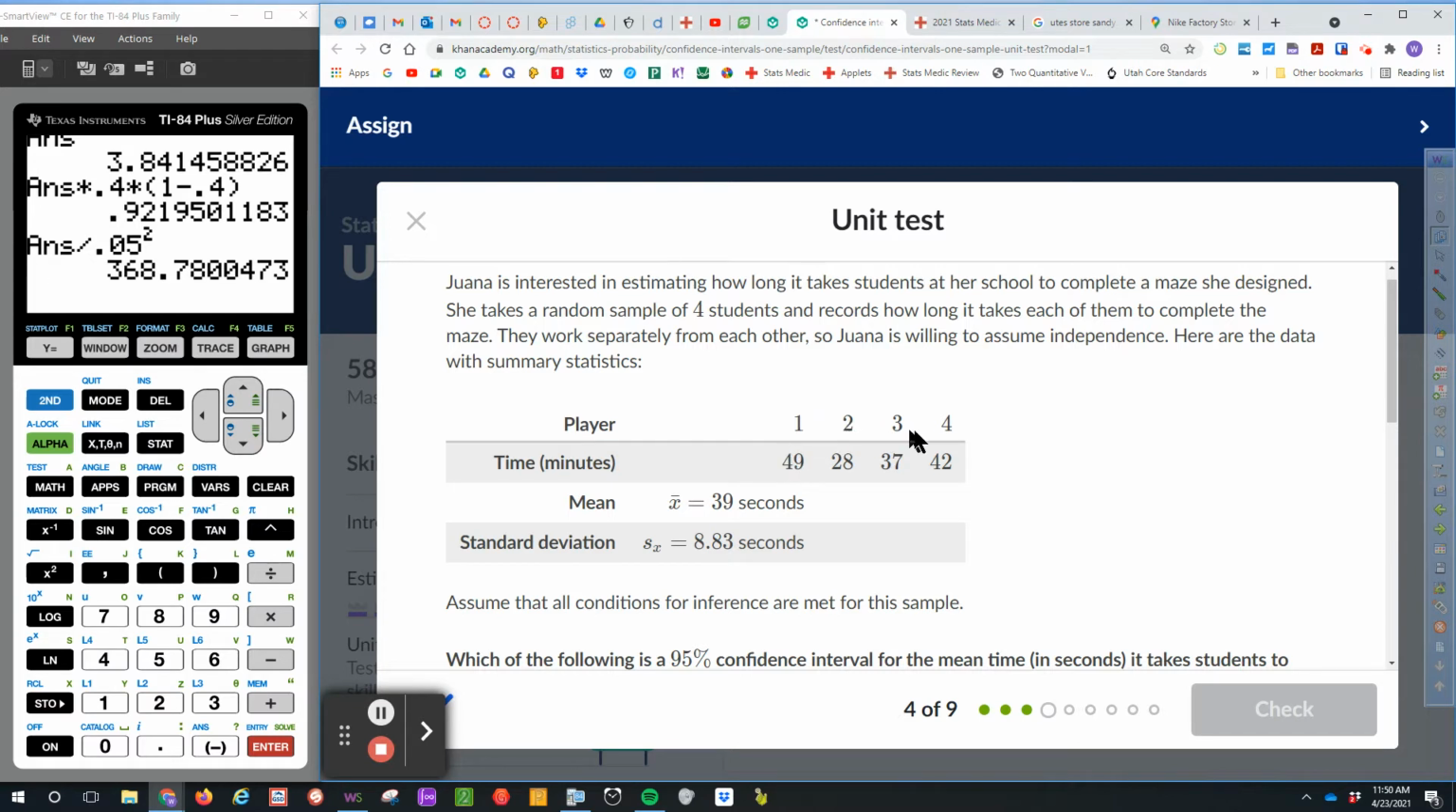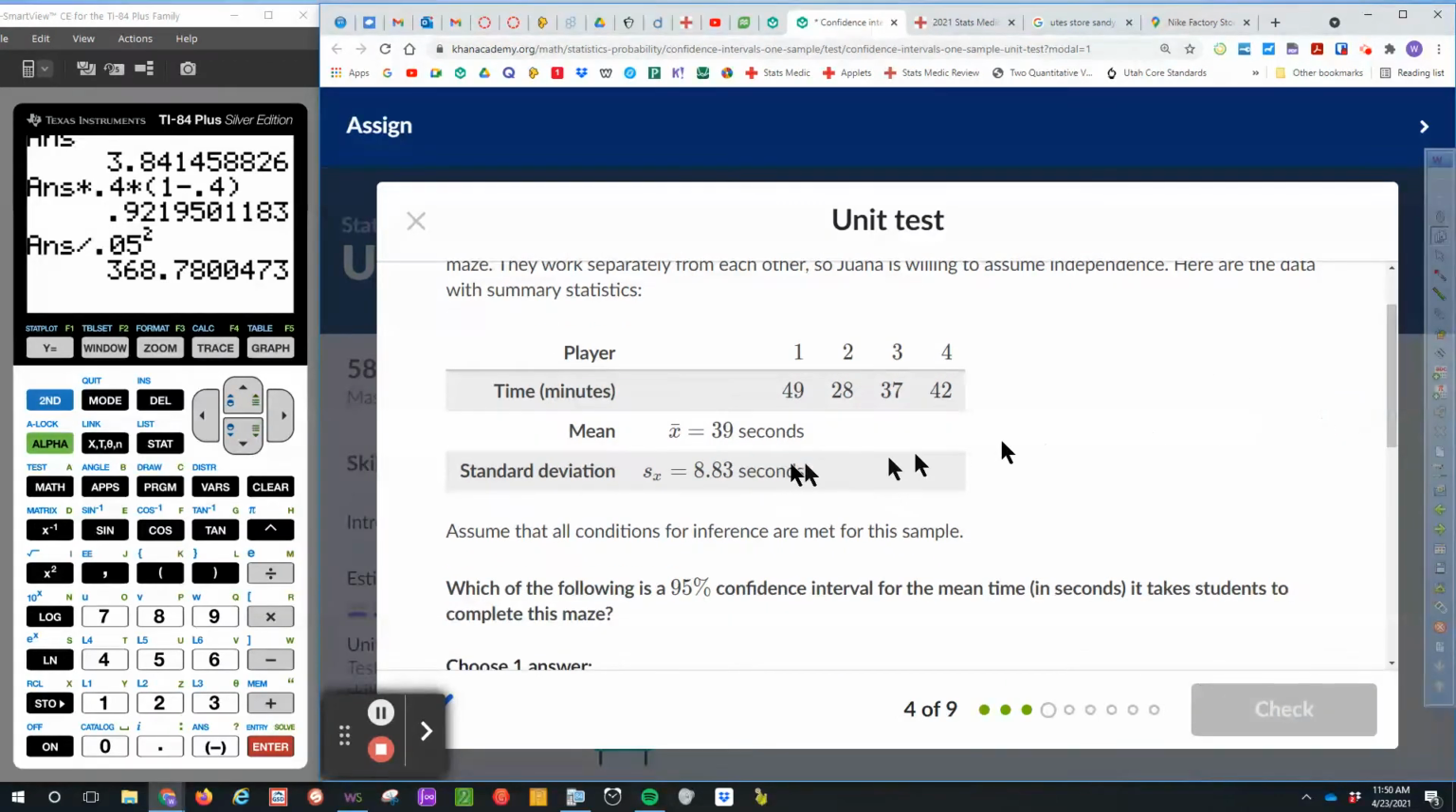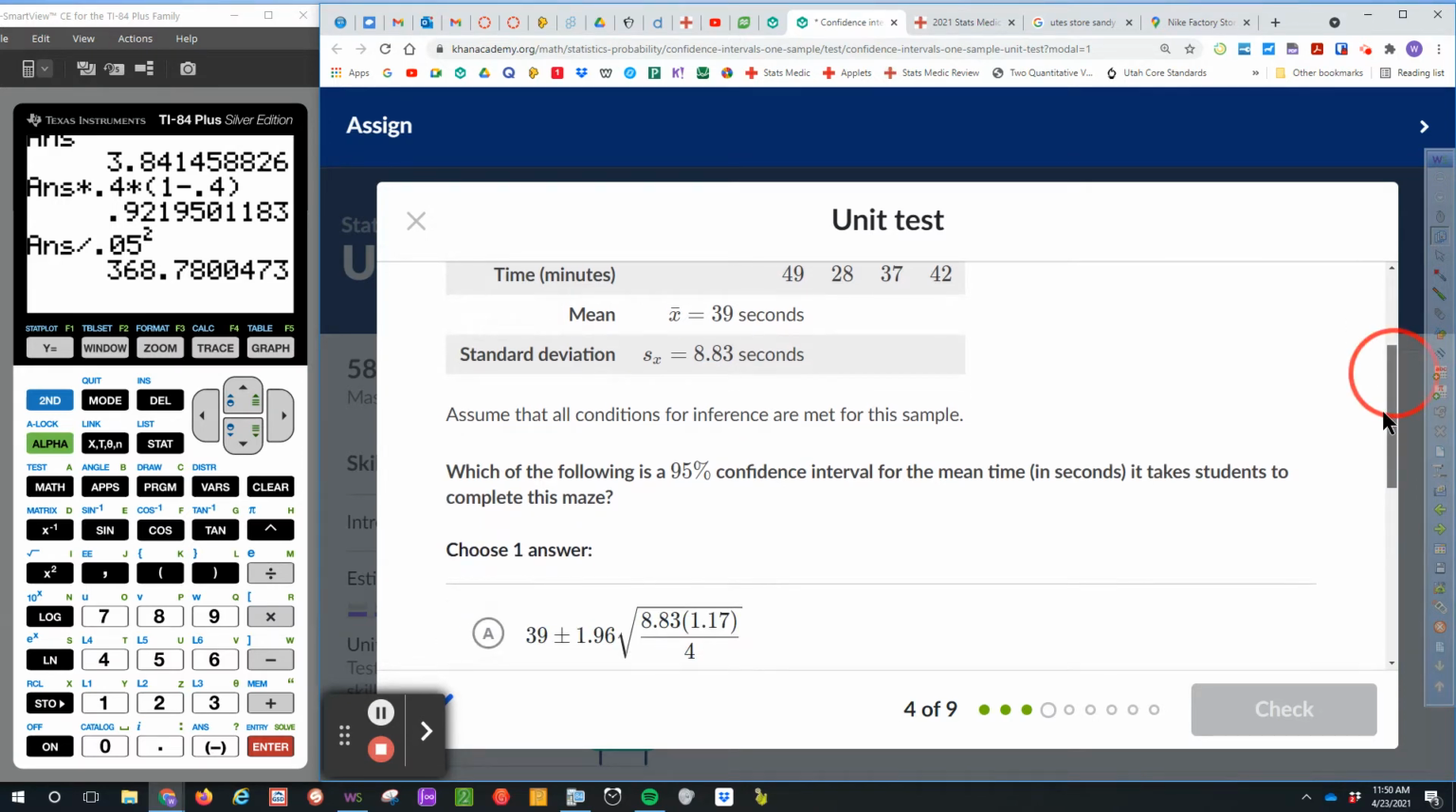So player 1, 2, 3, 4. The sample mean is 39 seconds. Sample standard deviation is 8.83. Assume that all conditions for the inference are met for the sample. Wow, that's just cool. We don't have to check conditions. Which of the following is a 95% confidence interval?